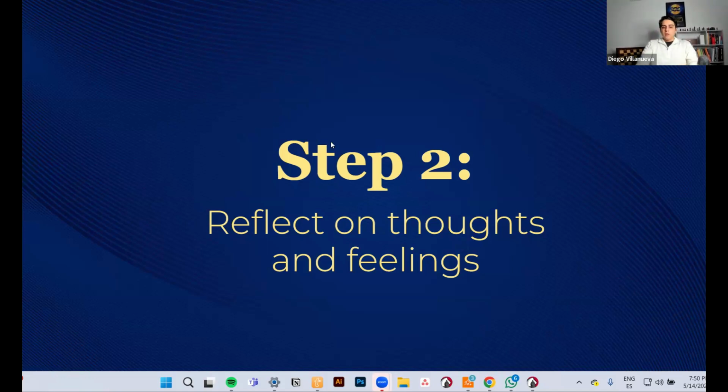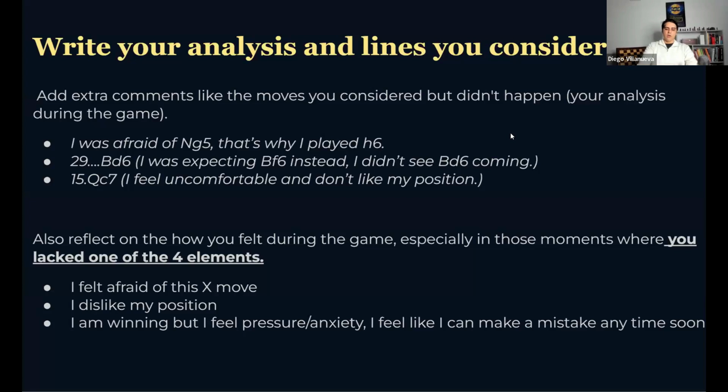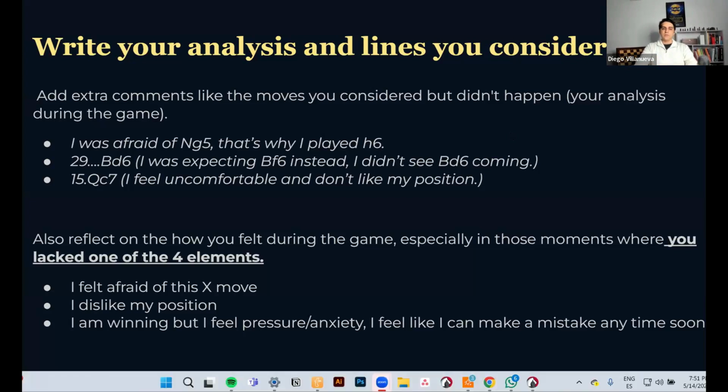Step number 2, reflect on thoughts and feelings. Okay. So basically, when you are going through these hashtags and you are going through your moves, you have to write down your analysis and the lines and moves you considered. So probably during the game, at position number 10, you were calculating some stuff that didn't happen. It is useful to write down all the stuff that didn't happen but you did consider.